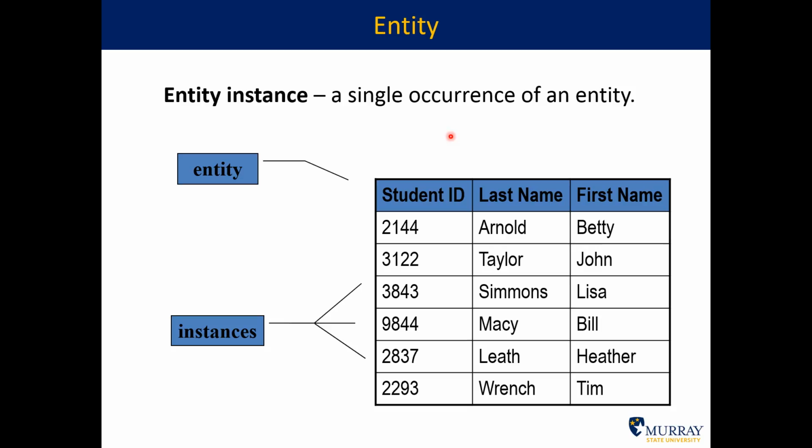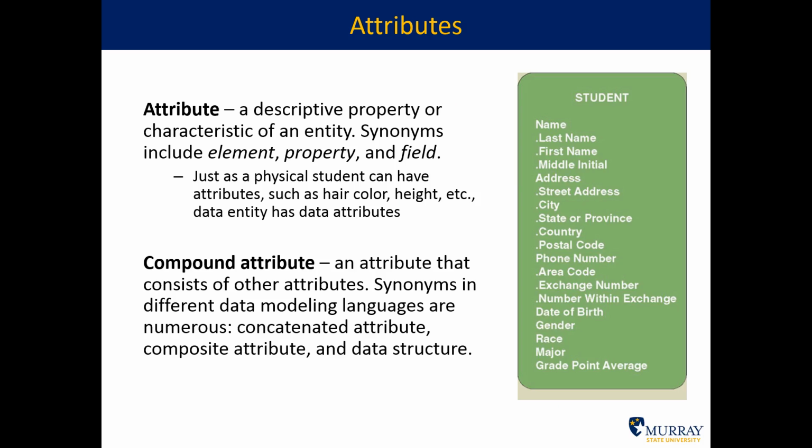Okay, if you look at it closely, and if you think about it, you will see that columns represent certain properties of that entity, and by extension they represent certain properties of specific instances or specific students right here. Okay, so every row represents an instance of that entity, every column represents an attribute of that entity. So attribute, something that we use columns to represent. An attribute is some kind of descriptive property or characteristic of an entity. Synonyms for an attribute include element, property, and field. I think field is a very common name for an attribute in database design.